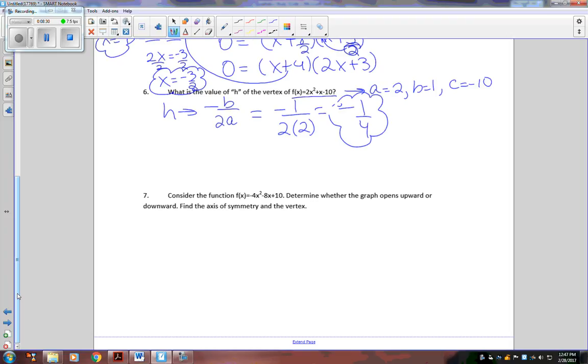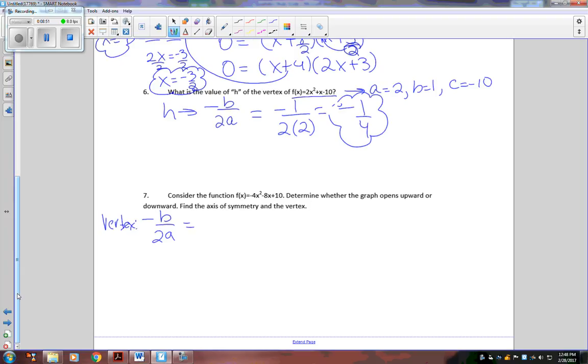Number 7 asks us to determine whether the graph opens up or down and find the axis of symmetry and the vertex. Okay, so I'm going to do similar to what I did in number 6 to find my vertex. I'm going to find the vertex first. So I find that by using negative b over 2a.